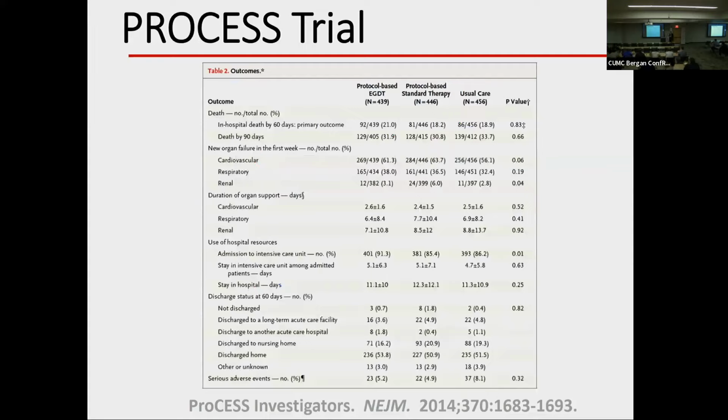You can spend a lot of time looking at this, but I'll tell you, there's no difference in any of these outcomes for any of the three arms. So the catheter, at least, doesn't appear to have made the difference. It's a little bit hard to know if early goal-directed therapy made a difference because, as I said, the usual care arm had moved closer to that during this trial.